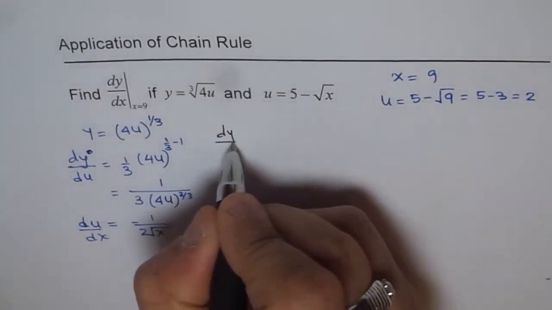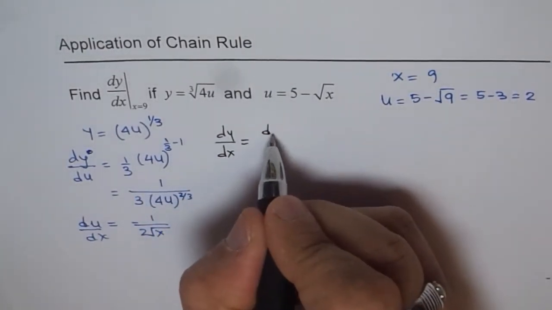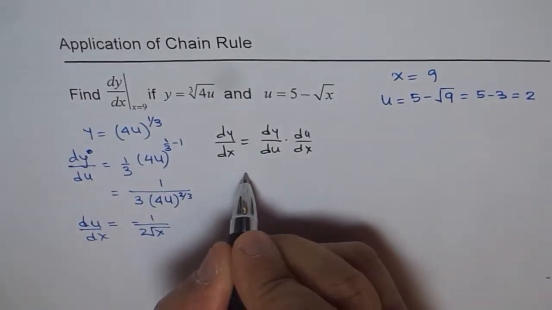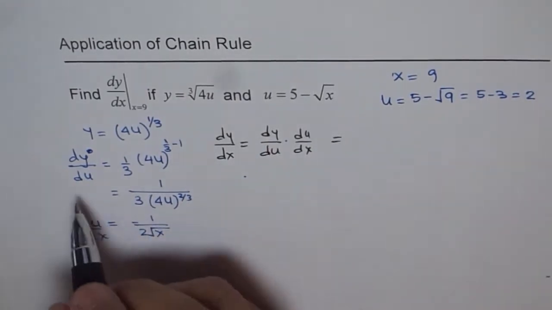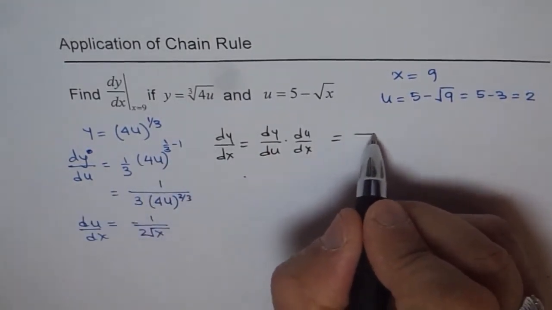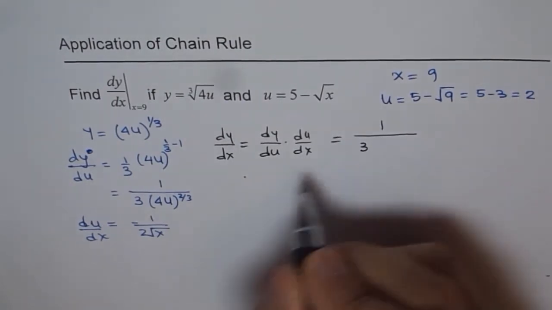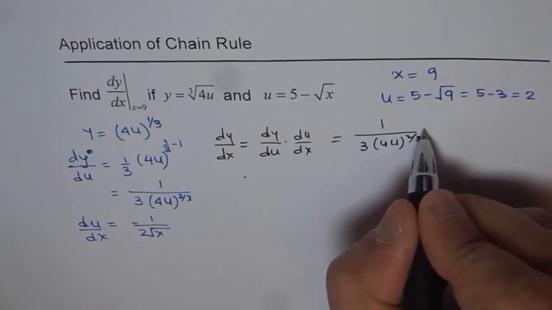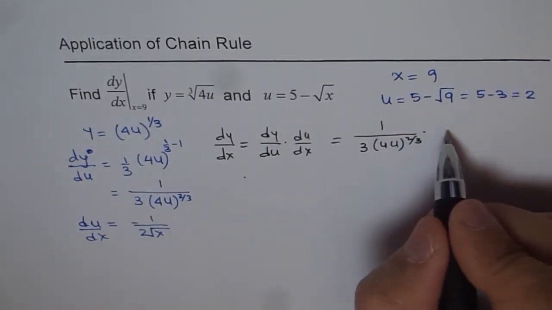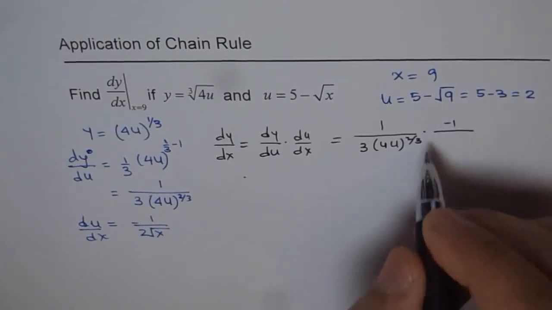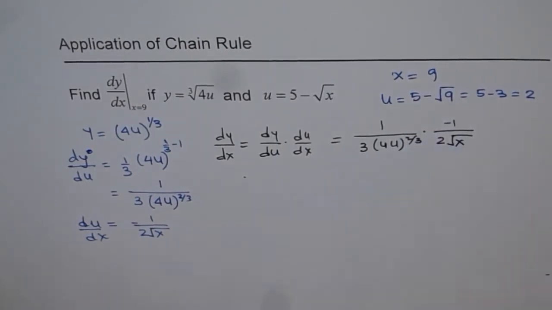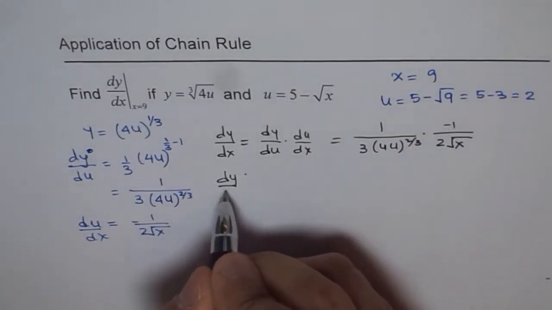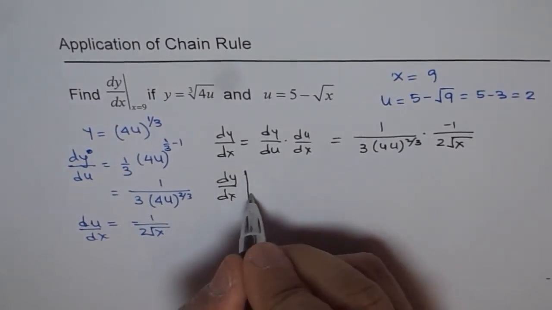So let's write down dy/dx now. We have dy/dx, which equals dy/du times du/dx, right? So for us, dy/du is 1 over 3 (4u) to the power of 2/3, and du/dx is minus, remember, minus 1 over 2 square root of x. So that's the derivative.